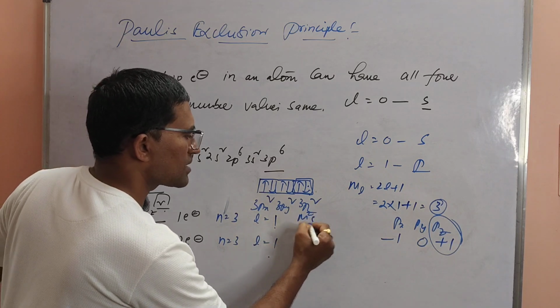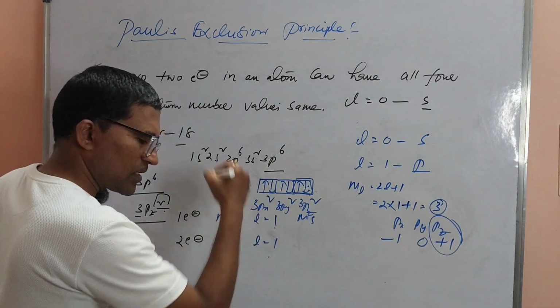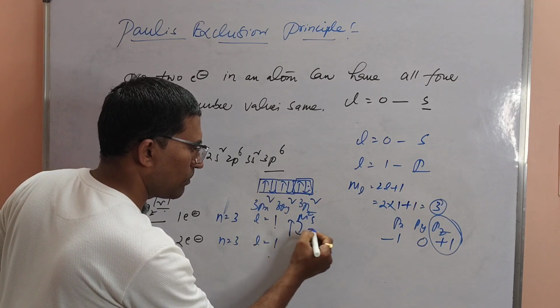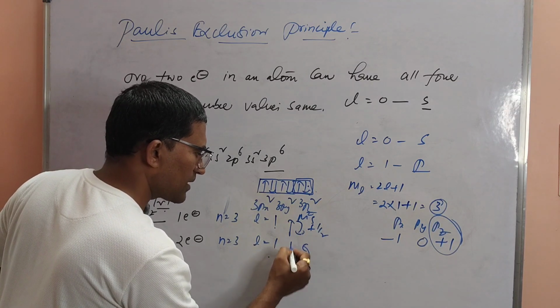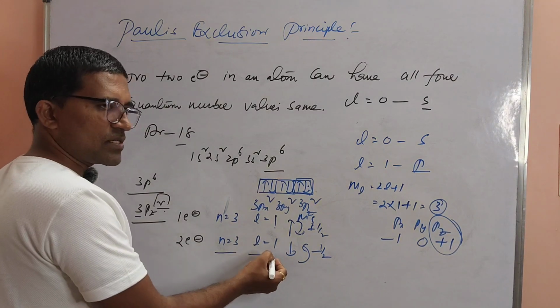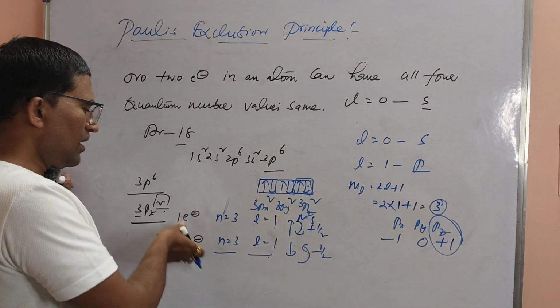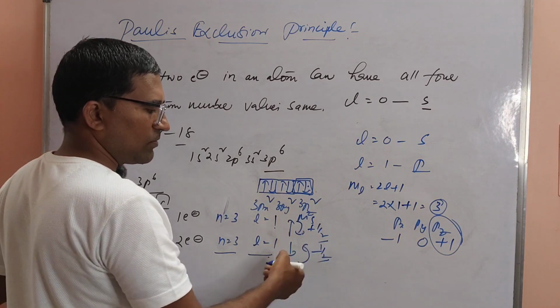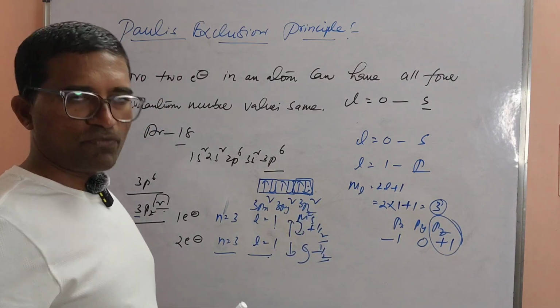Now, sir, ms: two electrons are there. One spins clockwise, the upward arrow, plus half. The other anti-clockwise, the downward arrow, minus half. See, the n value is the same, the l values are the same for both the electrons, and the ml values are also the same, whereas the ms values differ. Always only the spin quantum number value differs.